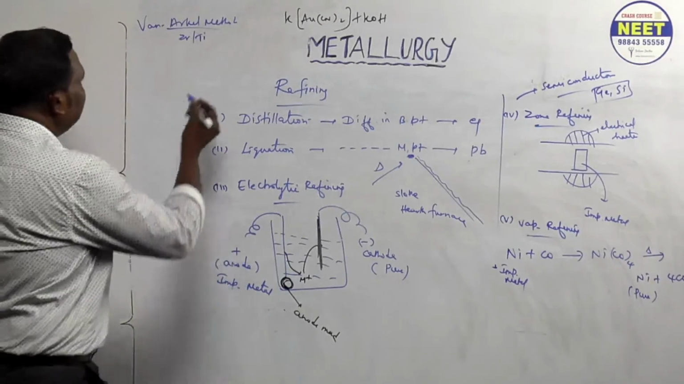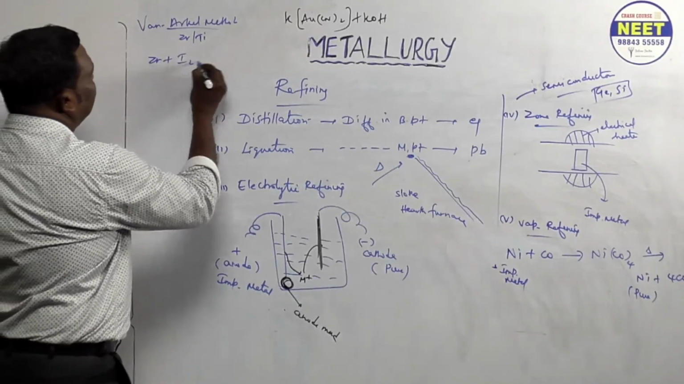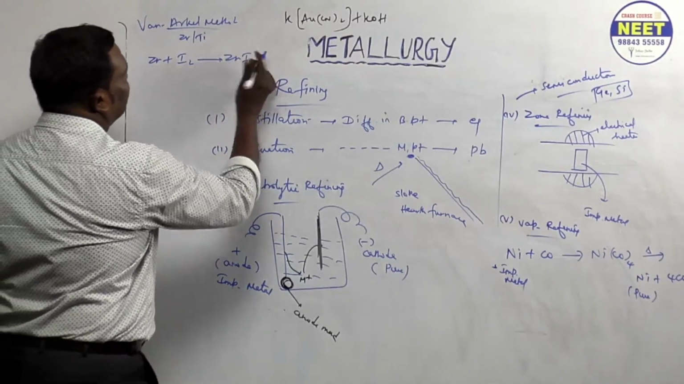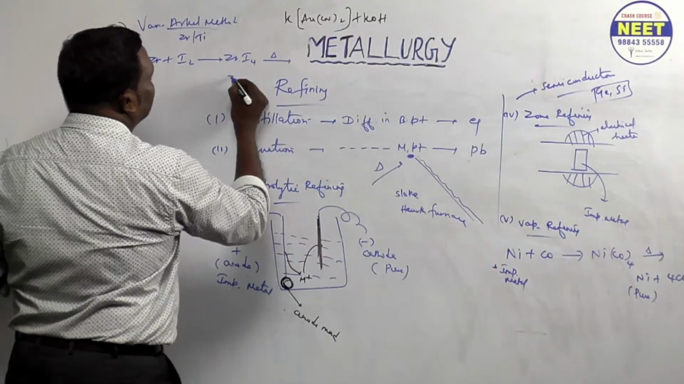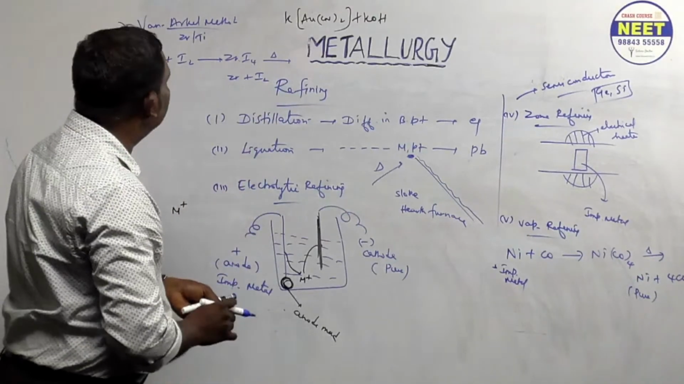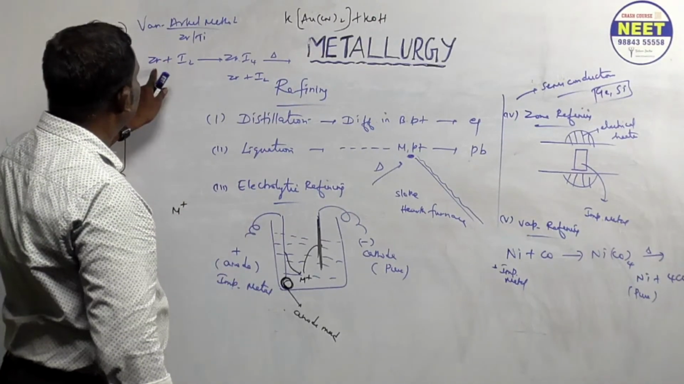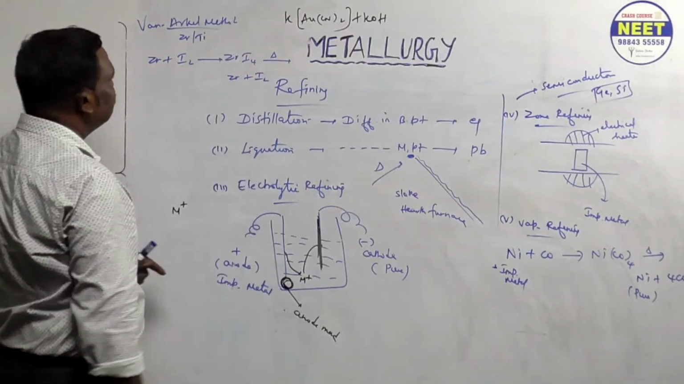Here we are using iodine. Zirconium reacts with iodine and forms zirconium tetraiodide. Then again it is decomposed to get zirconium plus I2. You following? Zirconium plus iodine. After that we can balance the equation. Don't worry about that.